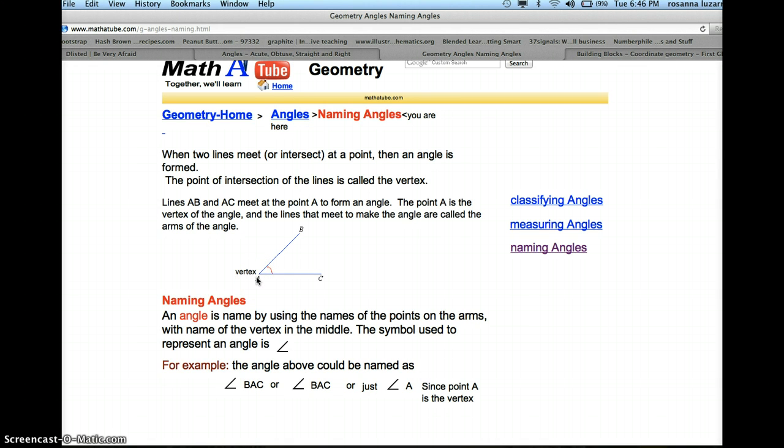Now, saying that an angle is a meeting of two lines, you can also call this a meeting of two rays. And as long as they meet at a vertex or at a point, they form an angle.